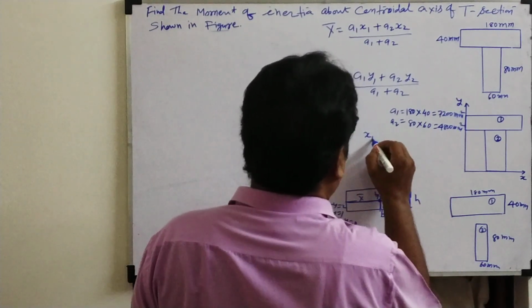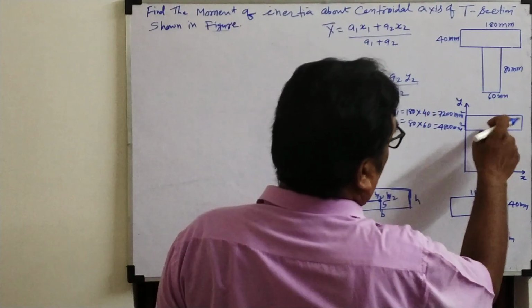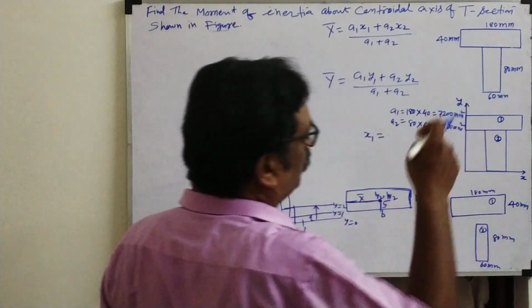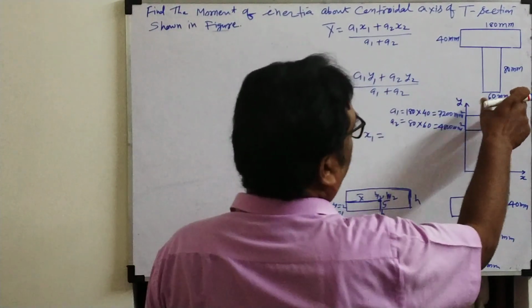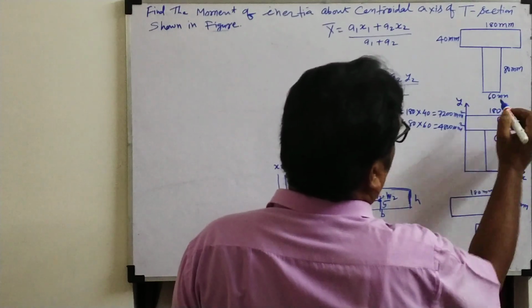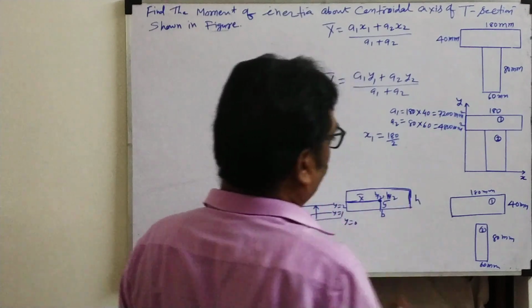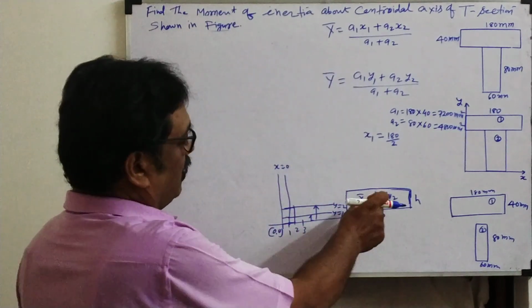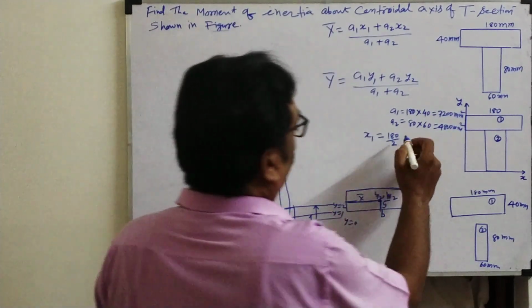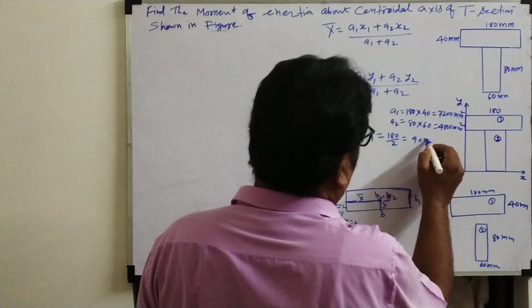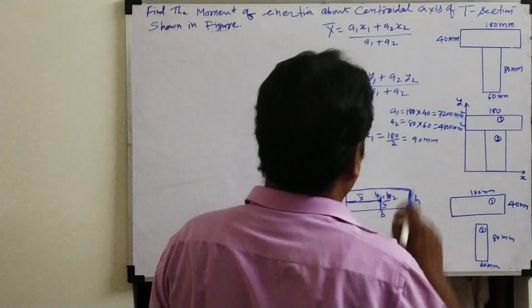now I will write x1. One section. This section is connected to the axis of reference. So the total distance is nothing but 180. So 180 by 2, because I already told you the center of gravity is at half the distance. So here the half distance is the center of gravity. It's equal to 90 mm. Because it is a distance, the unit is mm.